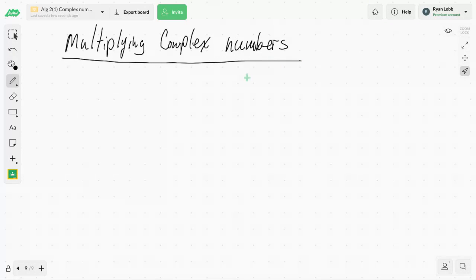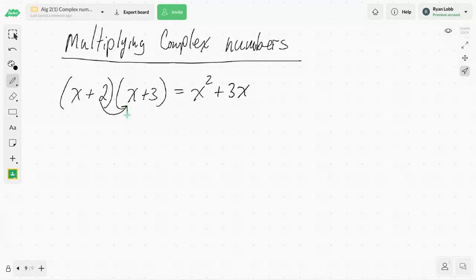Before we look at multiplying these imaginary numbers, let's think about what we would do with something like this. This is not new. What do we do when we have something like that to multiply? Well, we just repeatedly distribute. We take x times x, get x squared. Then we take x times 3. Then we take 2 times x. And then 2 times 3.